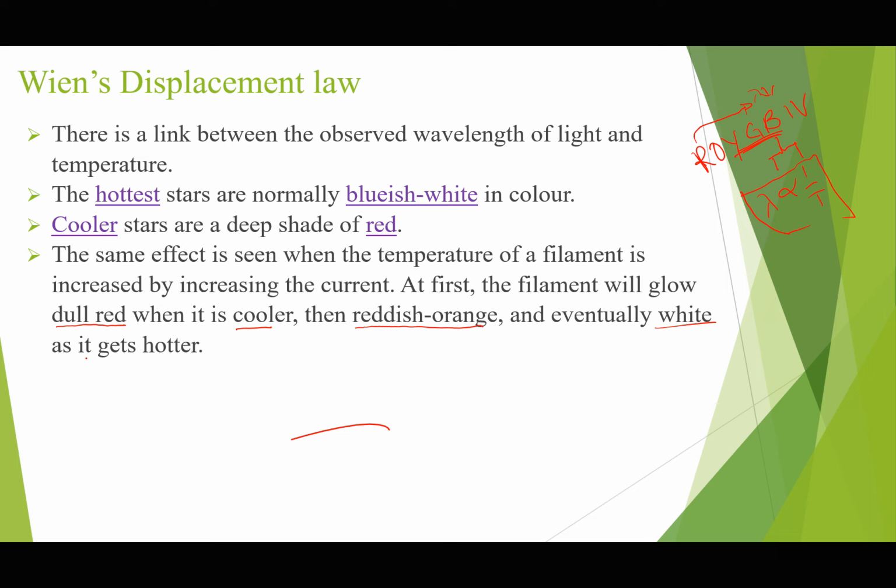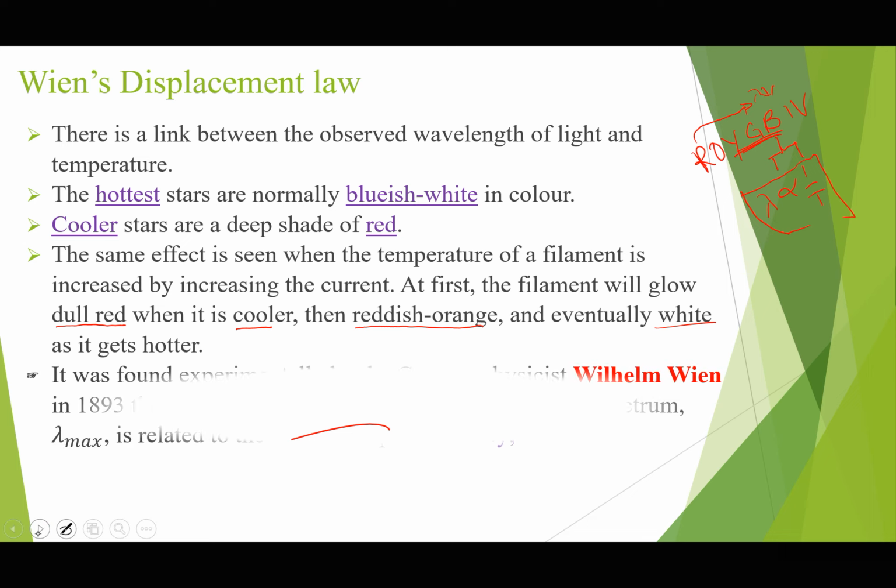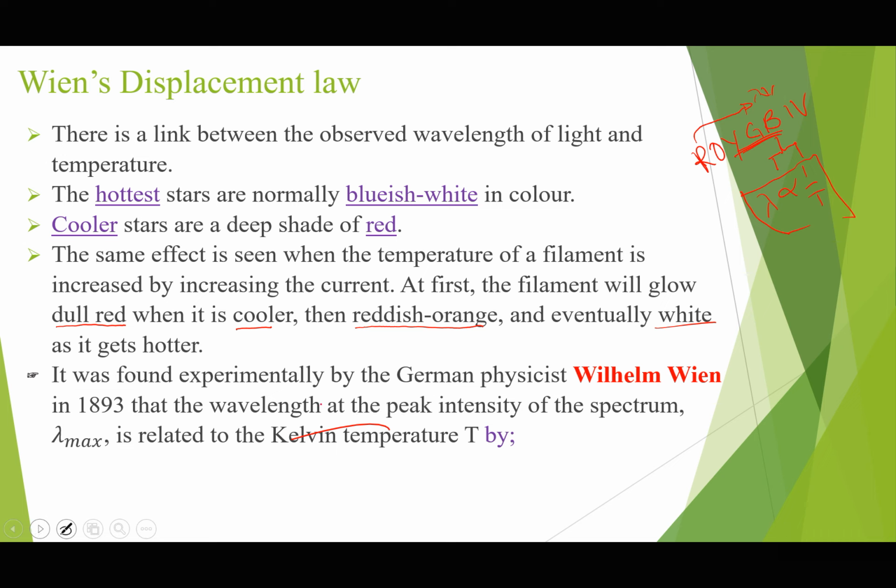So these colors correspond to wavelengths. That's why we are saying there is a link between the wavelength and the surface temperature of a body. So in memory of Wilhelm Wien, it was found experimentally by the German physicist Wilhelm Wien around 1893 that the wavelength at the peak intensity, this is a very important part here, the wavelength at maximum intensity of the spectrum is related to the Kelvin temperature.